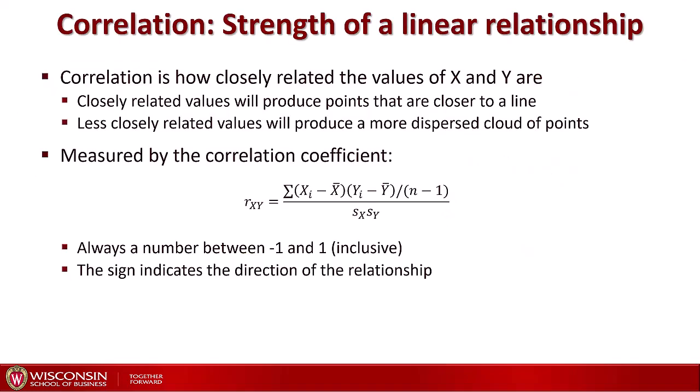Now I want to talk about correlation. A correlation is the strength of a linear relationship. The correlation is how closely related the values of x and y are in the case of a linear relationship. Closely related values will produce points that are much closer to a line. We say in that case that they have a strong correlation. On the other hand, less closely related values, less strongly correlated values, will produce a more dispersed cloud of points, or they will not follow a line. We say that the variables are weakly correlated in that case.